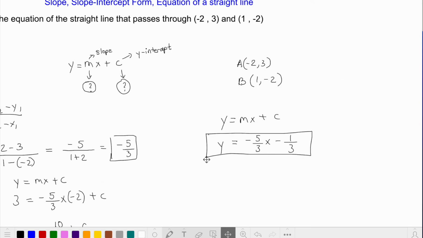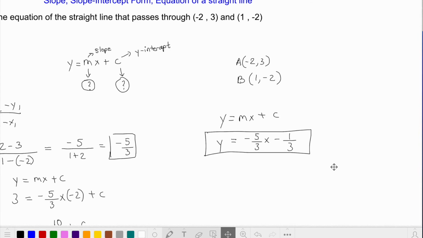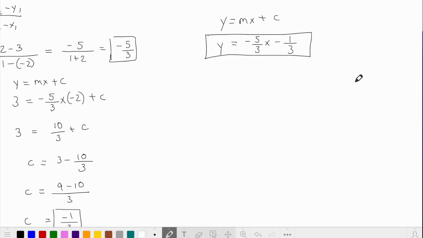Let's check if this equation makes sense or not. Let's use either one of these points and check whether this equation is correct. Let's use (-2, 3). If we plug the value of x into the equation and we get the value of y, which is 3 here, then our equation is correct. Let's check it out. y is equal to negative 5 by 3, and for the value of x, we will be plugging in negative 2, and minus 1/3.